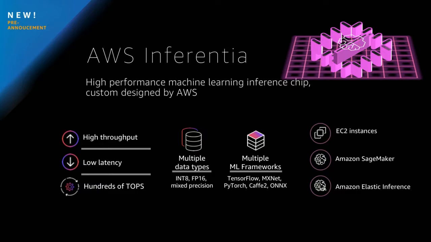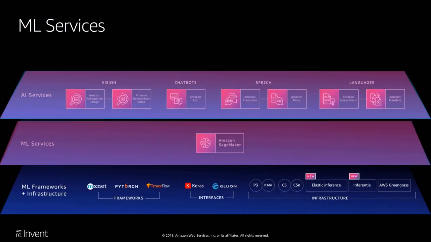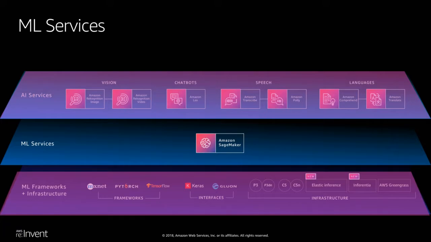So it's very high throughput and low latency. And this is a pre-announcement, so it's still not available. And the idea is that in this way you can connect this custom-made chip to do inference at scale in a much more efficient way. So moving up to the next layer, SageMaker.